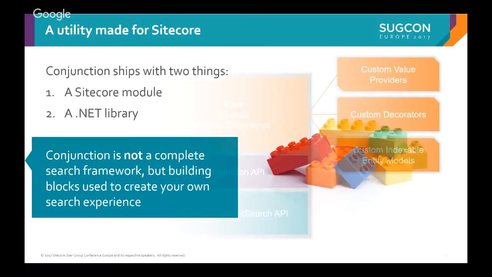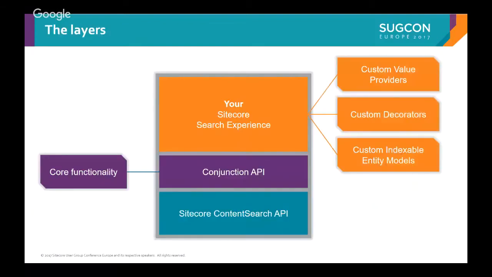So if we look at the layers, just to emphasize a bit, at the bottom we have the Content Search API as you know it today. Sitting on top of that, we have the Conjunction library, which contains all the core functionality. And at the very top, you have your own search experience, which would be individually configured based on your client solution. And there's a couple of things you can hook into, like you can create custom. I just wrote some keyword buzzwords up on the board now, but we'll get back to it. But there's a lot of things you can actually create which are specific to your solution.